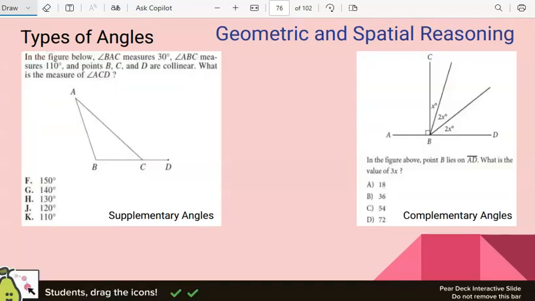Try these two examples, the supplementary angles example and the complementary angles example. In the figure below, BAC measures 30 degrees, ABC measures 110 degrees, and points B, C, and D are collinear. What is the measure of angle ACD? In the figure above, point B lies on line AD. What is the value of 3x? Pause the video, try these. When you're ready to check, unpause the video.